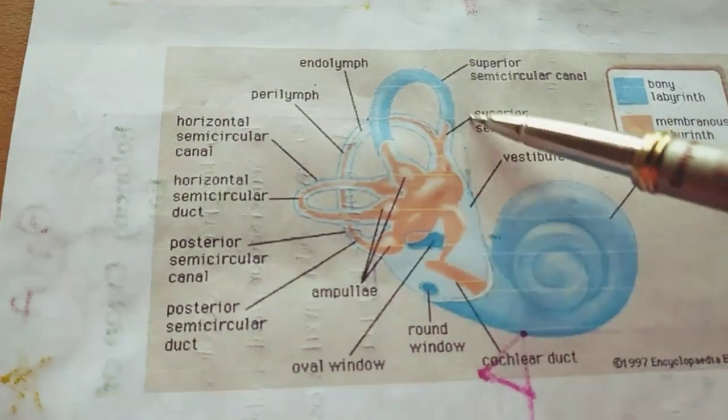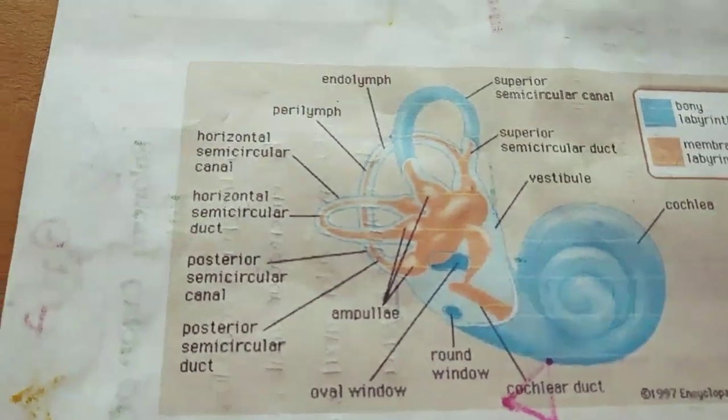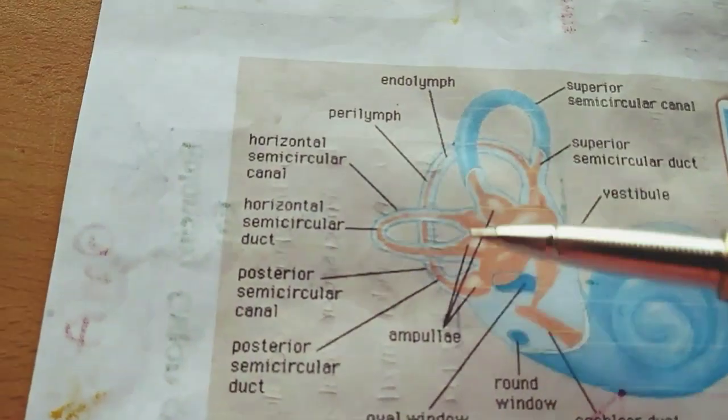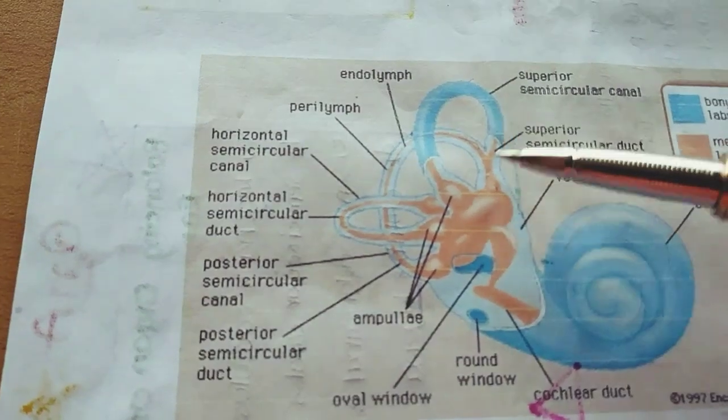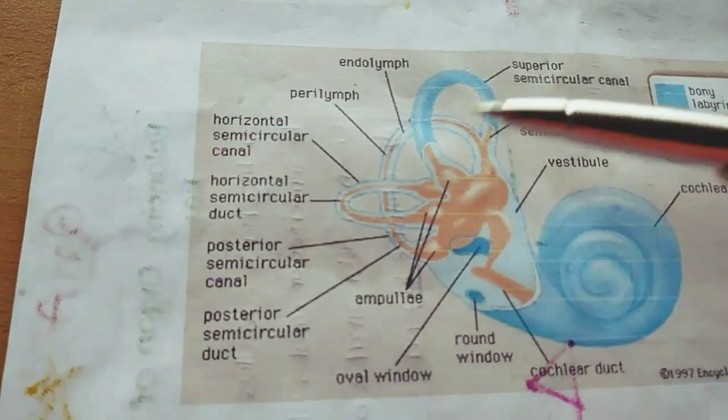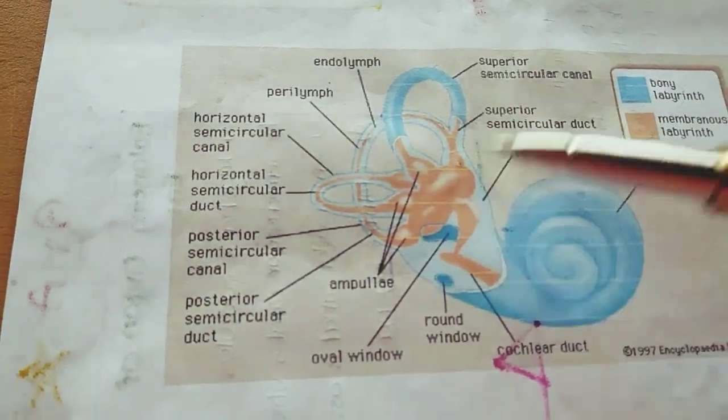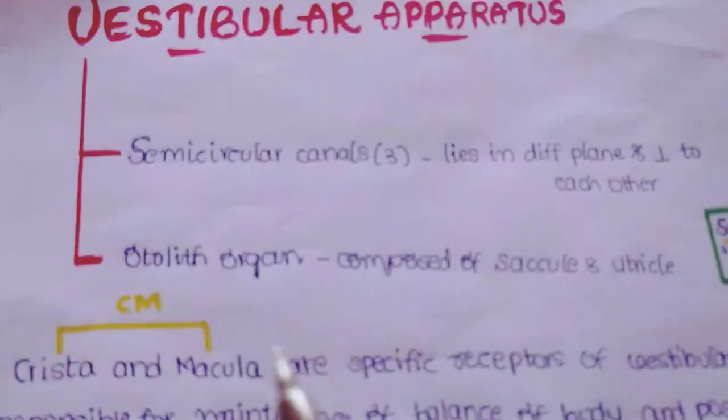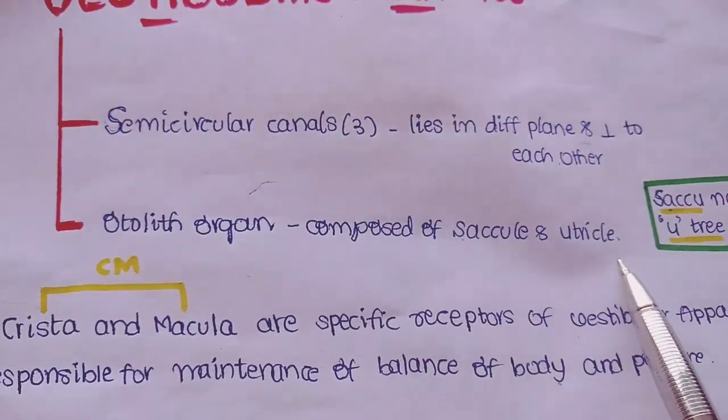This is the vestibular apparatus and it is located above the cochlea, and these are the 3 semicircular canals which lie in different plane. Each canal lie in a different plane, and these 3 canals are perpendicular to each other like XYZ axis. Otolith organ is composed of saccule and utricle.